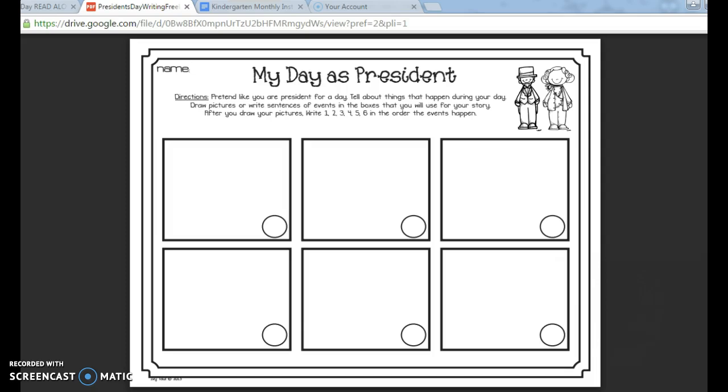Okay, boys and girls, if you look at the next page of the packet, it is my day as a president. So you are going to pretend that you are the president of the United States of America, and you can draw pictures of things that might happen during your day. So you're going to draw the pictures in the box of what would happen, and then here you are going to number them in the order that those events happen. So you'll have 6 different events, 6 different pictures you can draw from your day, and then you will number those in the order that they happened.